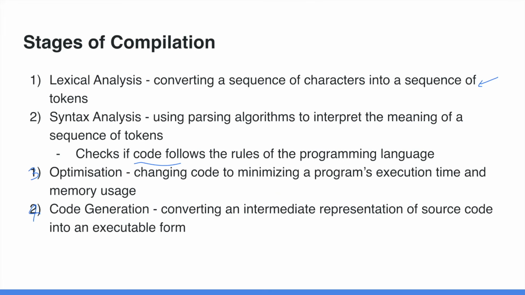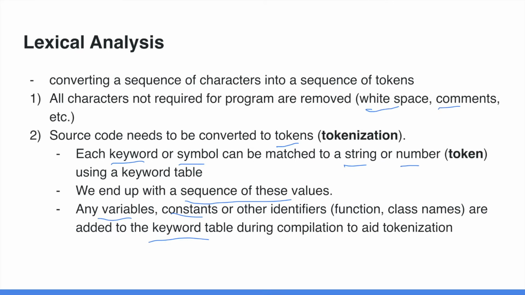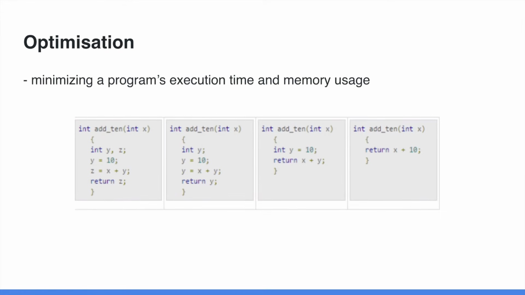Now, optimization is simply taking our code and trying to change it into a form that's more optimal, that works faster. So this is an example of optimization. Here we have a method called add10, and through optimization, we've reduced all the functionality in this code to this right here. Because we have fewer lines of code, we're using less memory, and arguably this code will execute faster. So we've got lexical analysis, syntax analysis, and then optimization.